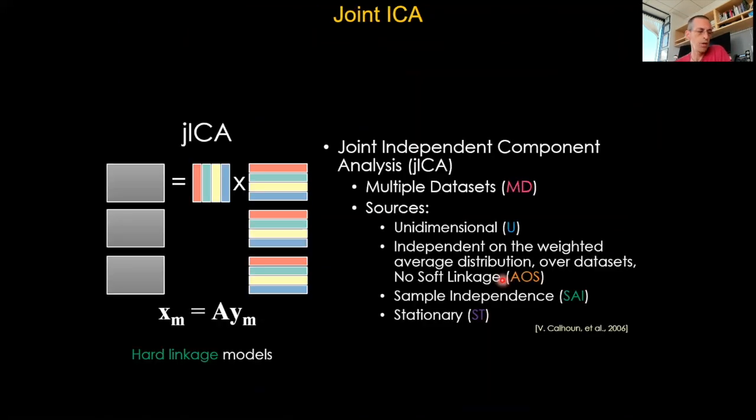So let me just give you 3 quick examples of blind source separation fusion models. The first is joint ICA. In this case, we have 2 or more modalities.